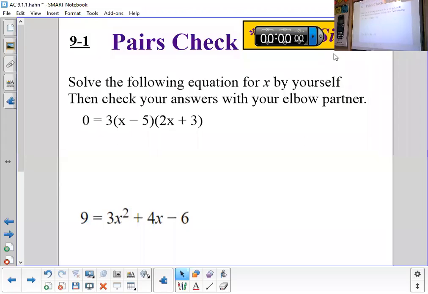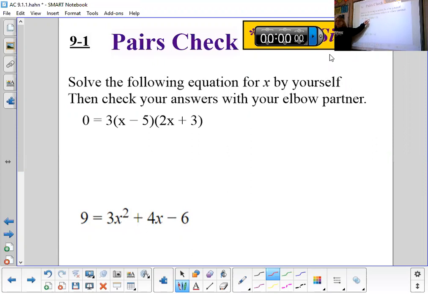Okay, so we're solving quadratic equations. You always want to make sure that your equation equals 0 before you solve it. So does this equal 0? Yes, all right. So what form of your quadratic equation is this one in? Standard, factored, or vertex? It's in factored form.